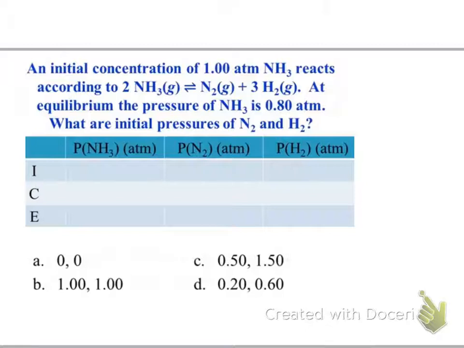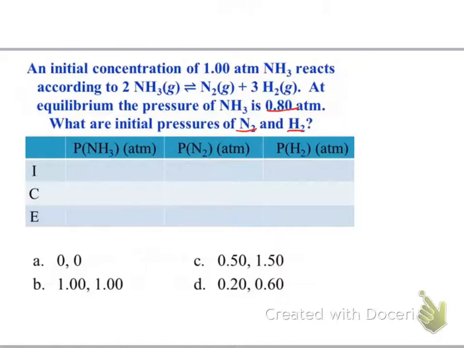So here we have a problem. We have an initial concentration of 1 atmosphere of NH3, and it reacts according to this balanced equation. At equilibrium, the pressure of NH3 is 0.8 atmosphere, and we want to know the initial pressures of nitrogen and hydrogen. Okay, so let's go ahead and figure out what the initial pressures are going to be.